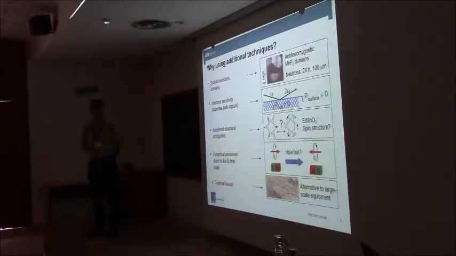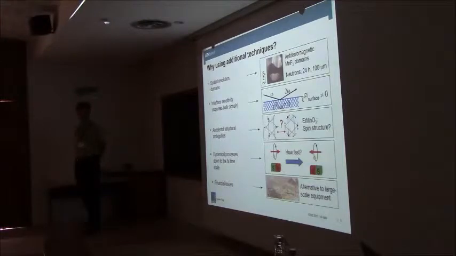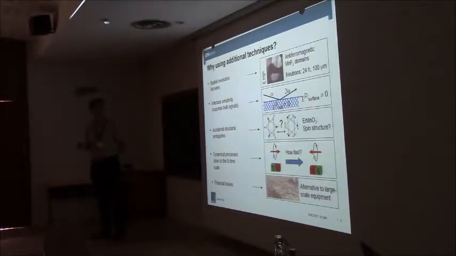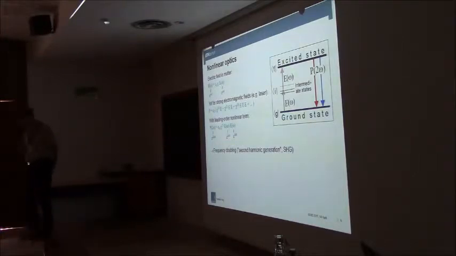And finally, of course, there are also financial issues. If you have an alternative to large-scale equipment, to going to a neutron or X-ray diffraction source, if you have the alternative to do it on your table, in your lab, that's also welcome, of course. Okay, plenty of motivation. So that's the technique I will talk about for this hour: second harmonic generation. How do we get there?